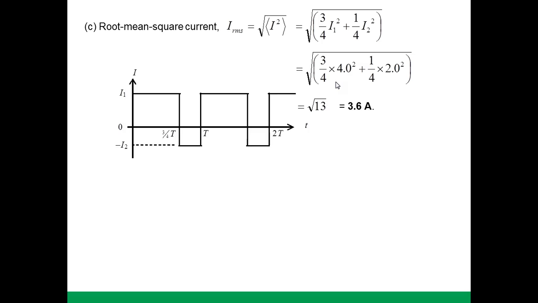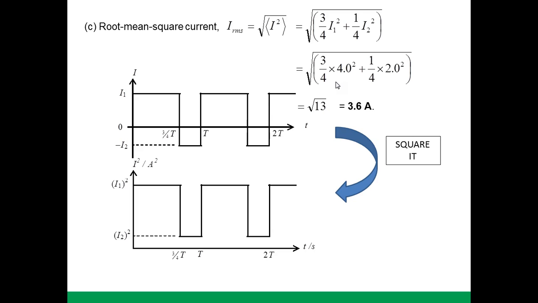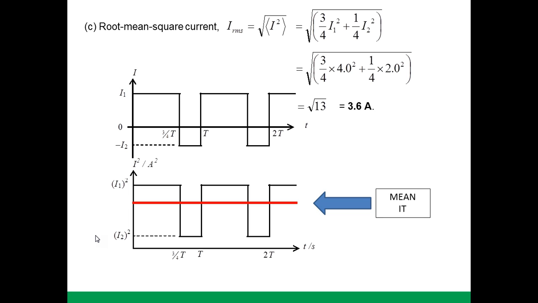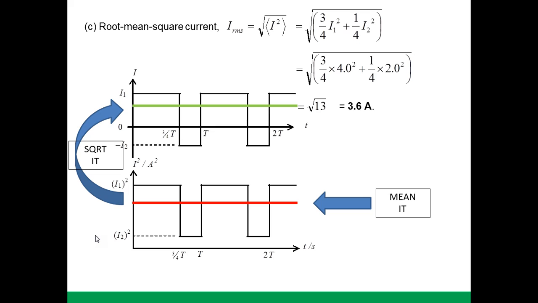Graphically, what this means is that we need to first square the current to achieve the current squared versus time graph. Notice that I1 becomes I1 squared, I2 becomes I2 squared. We need to then take the mean such that the areas above and below are the same. We need to then take the root. We need to square root this mean value to find the root mean square value. So what you have here in this green line is the root mean square value.